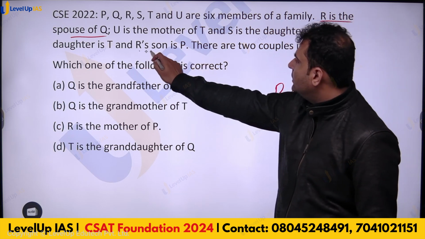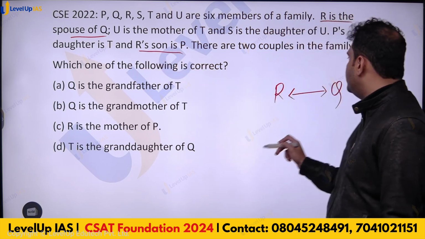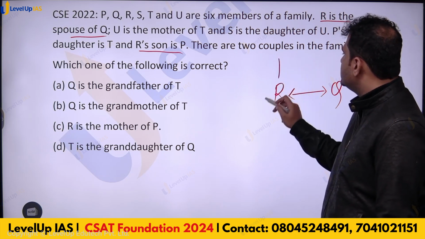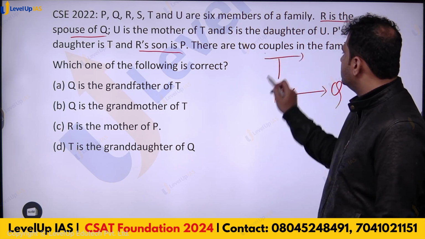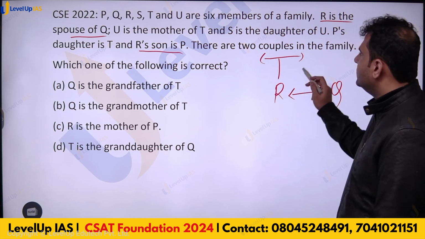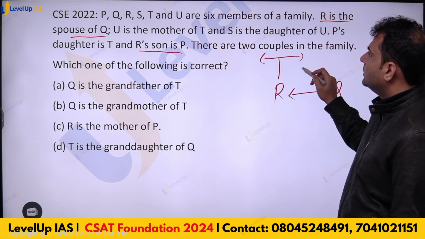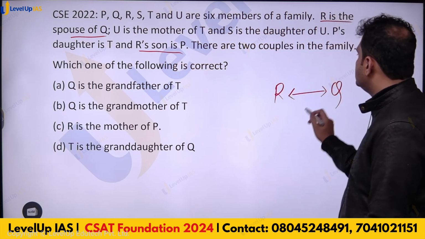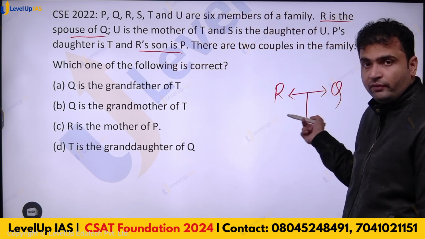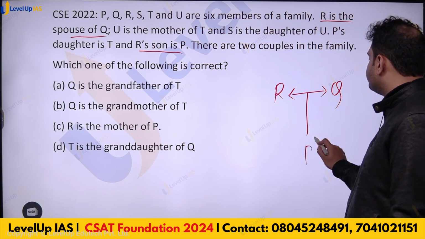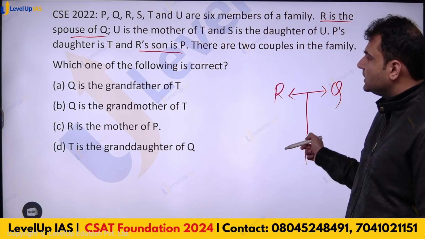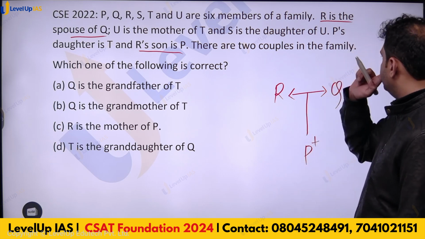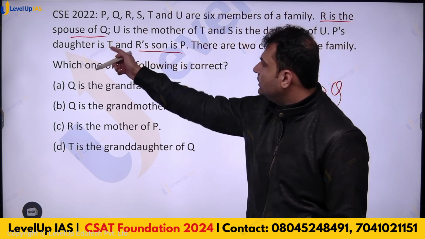Here we have information about R, that R is son of P. Oh sorry, this is R's son is P. So these two have an offspring, and that son is P. Because P is a son, he is shown with the plus sign, meaning he is male. Fine. We have P's daughter is T.